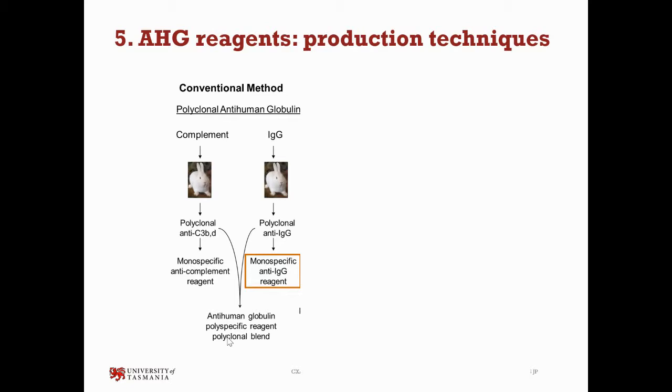The monospecific anti-IgG reagent is in a box because that's actually the one that we use in our laboratory. And the reason that we do that is because the samples that we use to make up your patients for you have all been frozen, and they've been frozen for a long time. And so we know that that freezing and thawing process can actually activate complement. And so that is why we don't use a reagent that's got a complement component to it, because we don't want you getting those false positives, which will come from that freeze-thaw process. Okay, so that's the one we use in the labs at uni.